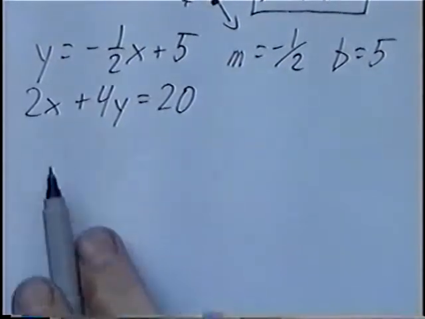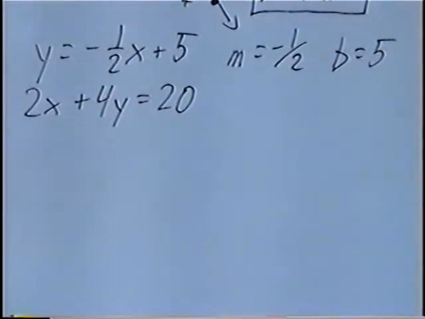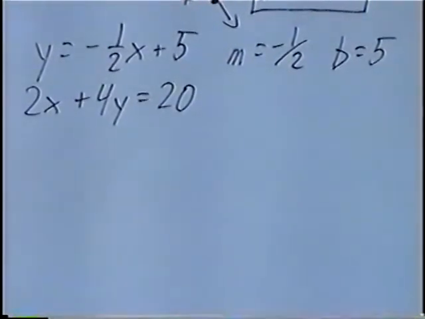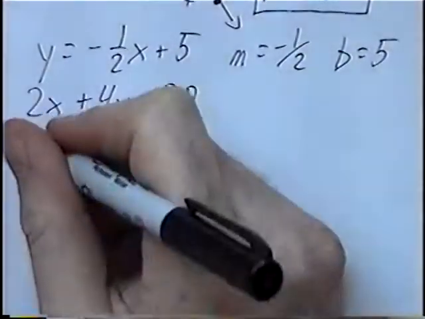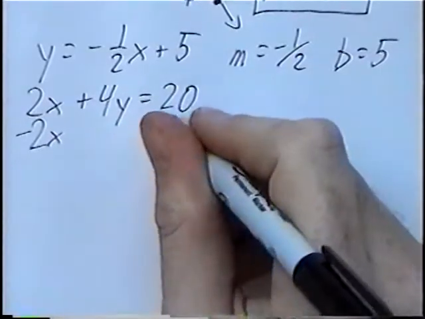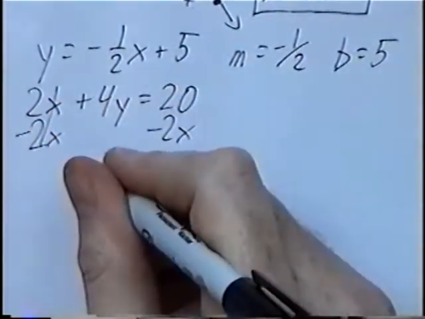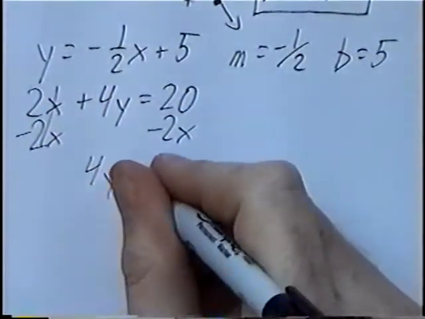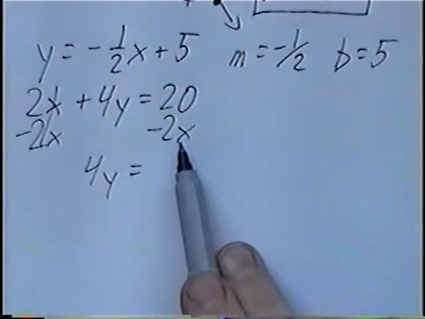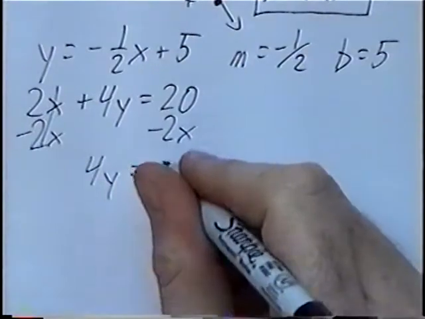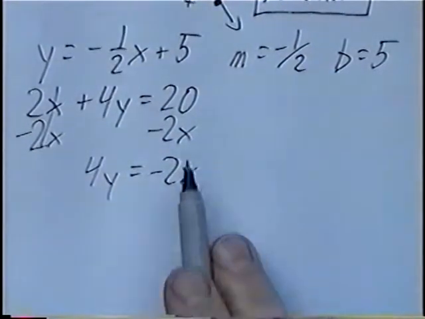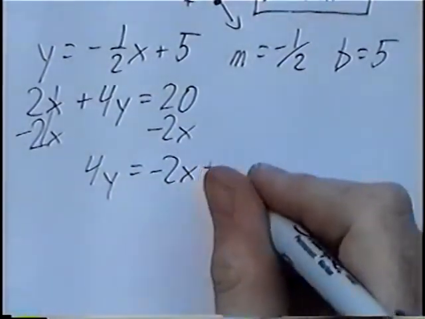The second equation is not in slope-intercept form, but we can solve and put this in slope-intercept form. Solving for y, we can move 2x to the other side by subtracting 2x. So we'll have 4y equals 20 minus 2x. We can't subtract a number from a variable, but what we can do is put the variable first, minus 2x, and plus 20 after.